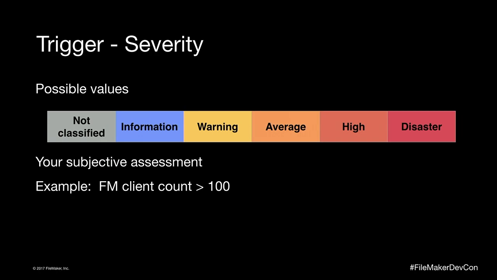We could create a trigger that tells us if that count goes above 100. And for some of you, that may be the usual number of clients that you have connected, so that's just information to you. It's no cause for alarm. But for others, if you have fewer than that clients connected, that could be a sign of a serious problem, right? It could be a sign that there are ghost sessions piling up in the server, and so you would give that a higher severity classification.